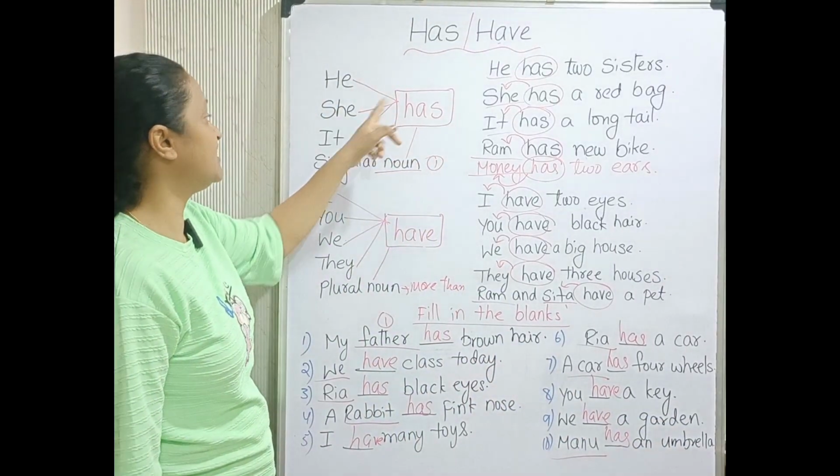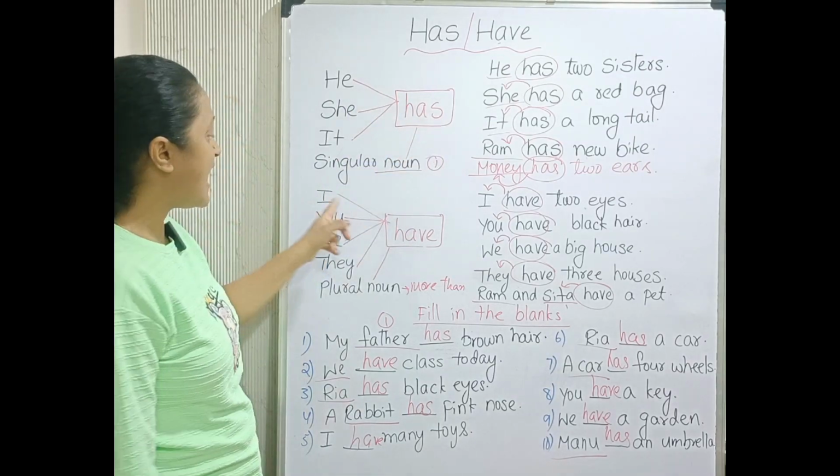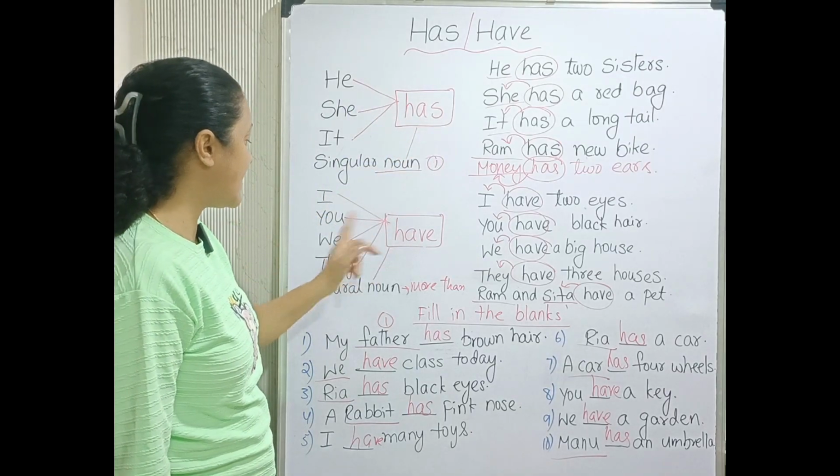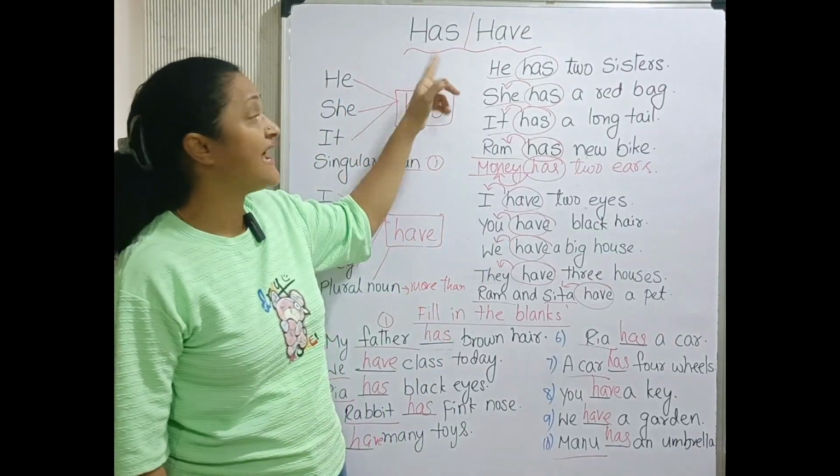Let's take a quick revision now. He has, she has, it has, singular noun has. I have, you have, we have, they have, plural noun. So, this is about has and have.